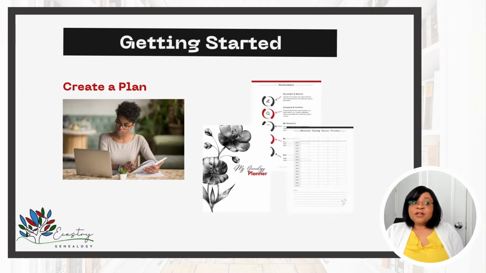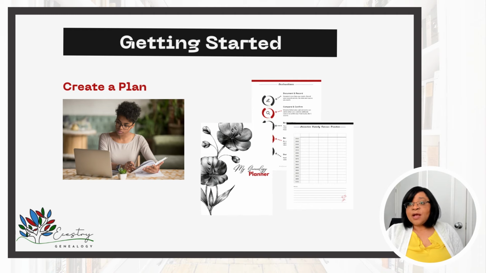I use the My Genealogy Planner from Ancestry. I will link that below. I've been using some type of planner for the past 20 years as I research genealogy.